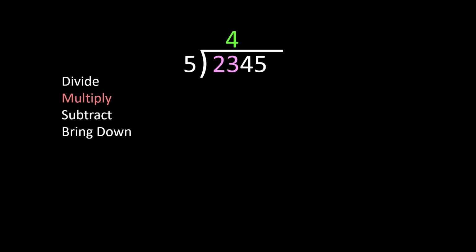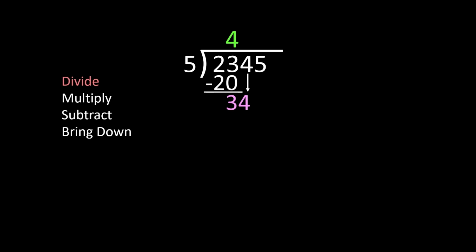Your next step after division is to multiply. So you'll multiply 4 times 5. 4 times 5 is 20. Now it's time to subtract. 23 minus 20 is 3. Then the last step in division is to bring down. And we'll look at the next number in our dividend, the 4, and you'll need to bring the 4 straight down. And because you brought a number down, it's going to be time to repeat your steps.